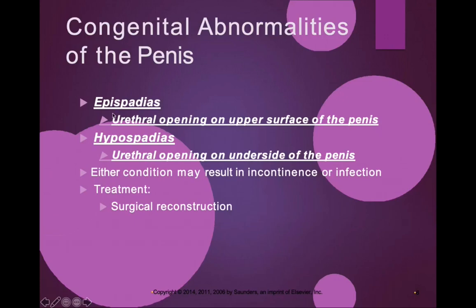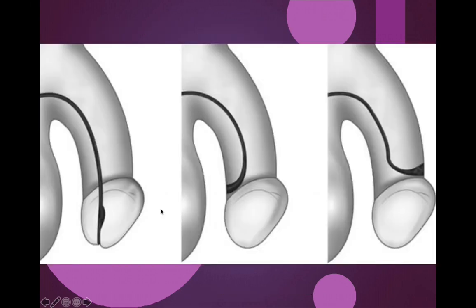So there is a condition called epispadias and hypospadias. These are congenital abnormalities. Epi means above. This is when the urethral opening is on the upper surface of the penis. Hypo means under. Hypospadias is when the urethral opening is on the underside of the penis. Either condition may result in incontinence or infection. And the treatment for this is surgical reconstruction.